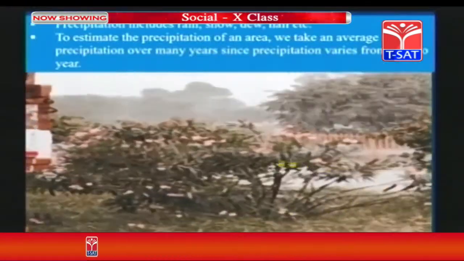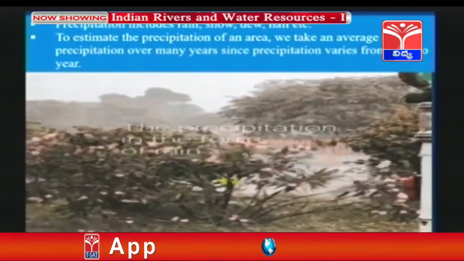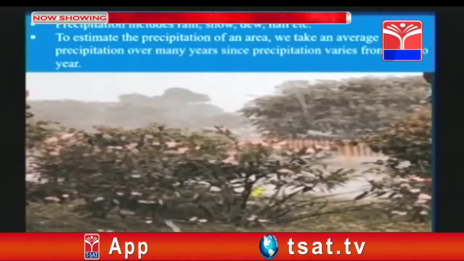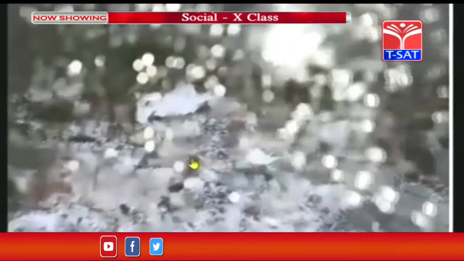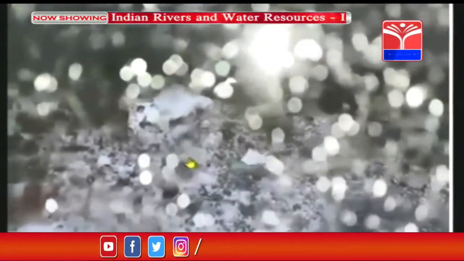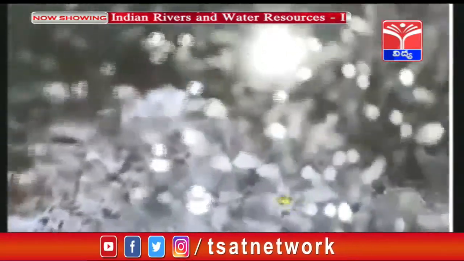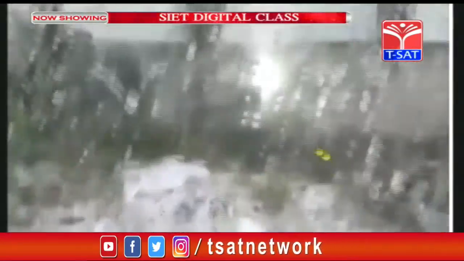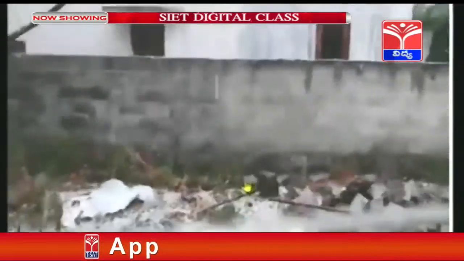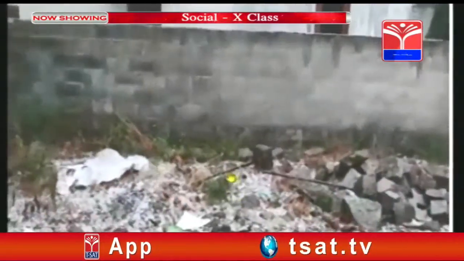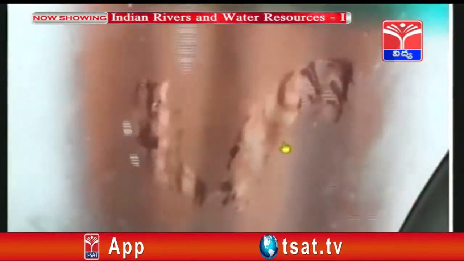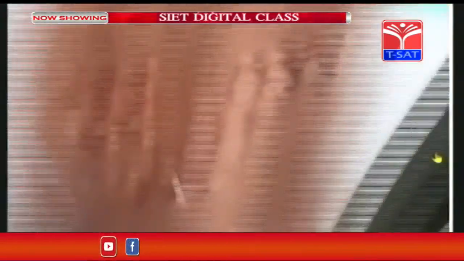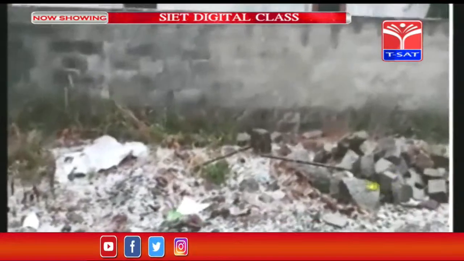See here, children, the water droplets that are falling on the ground. This is precipitation in the form of rainfall. Children, now you see here, this is another form of precipitation. Yes, it is in the form of snow. See, there are no raindrops falling onto the ground, but there is snowfall. Snow is the droplets of small pieces of ice that fall from the sky onto the ground.